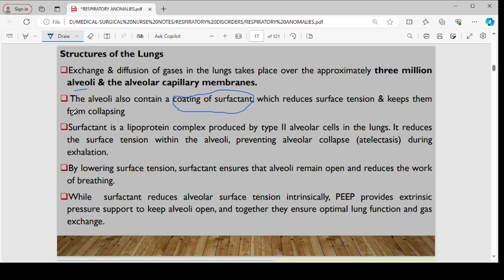Surfactant is a lipoprotein complex and is normally produced by the type 2 alveolar cells in the lung. It reduces the surface tension within the alveoli by preventing alveolar collapse, which could result in a condition referred to as atelectasis during exhalation. By lowering surface tension, the surfactant ensures alveoli remain open and reduces the work of breathing. When a patient is on a mechanical vent, we have problems with the surfactant, and what helps us keep the alveoli open is the PEEP.